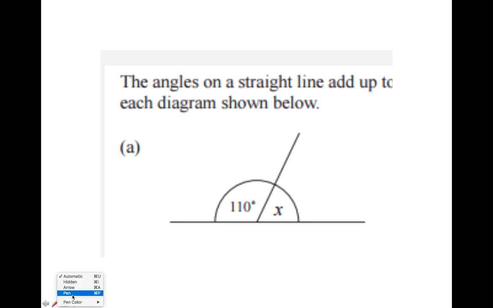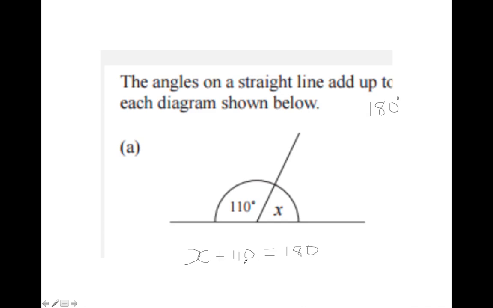Right, let's have a look at these other problems. The angles on a straight line add up to 180, that should say. It's missing off the end of the slide there. So 110 and that x, both these add up to 180. So we can write x plus 110 equals 180.